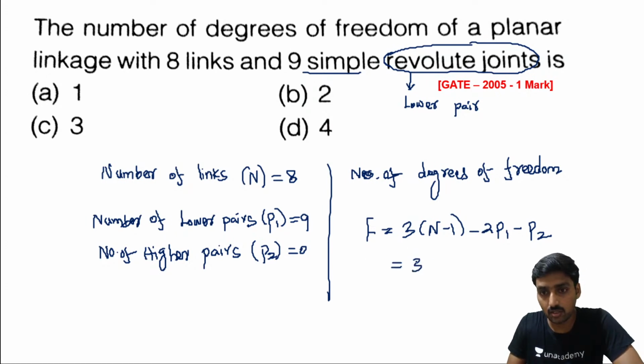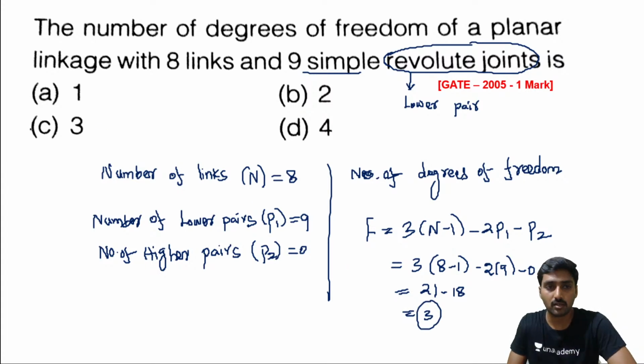Now it's 3 into (number of links 8 minus 1), minus number of lower pairs, 9 into 2, minus 0. Now 7 into 3 is equal to 21, minus 9 into 2, 18. 21 minus 18 is equal to 3. Now degrees of freedom for the given planar mechanism is 3.